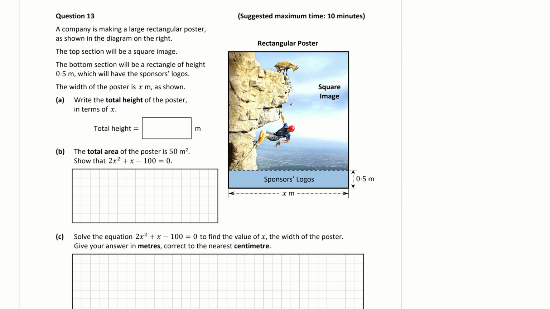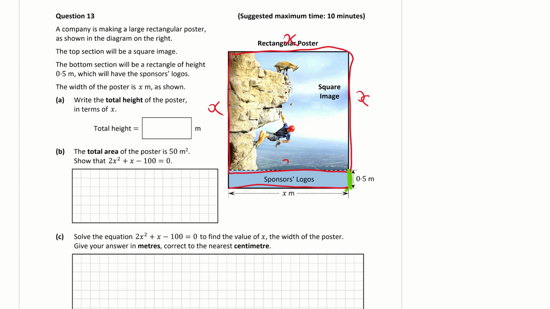A company is making a large rectangular poster as shown in the diagram on the right. The top section will be a square, so the square is this bit here that I've marked in red. The bottom section of the rectangle has a height of 0.5, this part here. The width of the poster is x. So again, if this is x down the bottom, that means since it's a square, all of these have to be x.